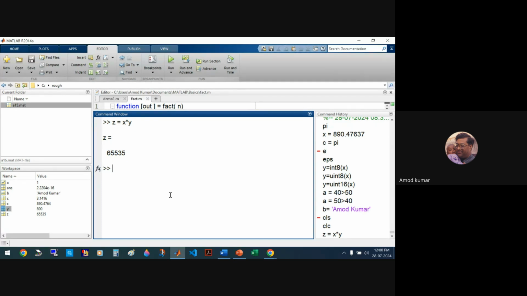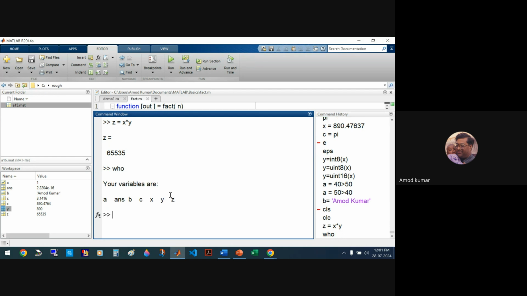So variables are there. And you can also ask MATLAB to give the names of the variables which are present in the workspace. The command for that is WHO. Who means you are asking MATLAB to list the variables. Now, let me execute who. What is the answer? Your variables are A, Ans, B, C, X, Y, Z.